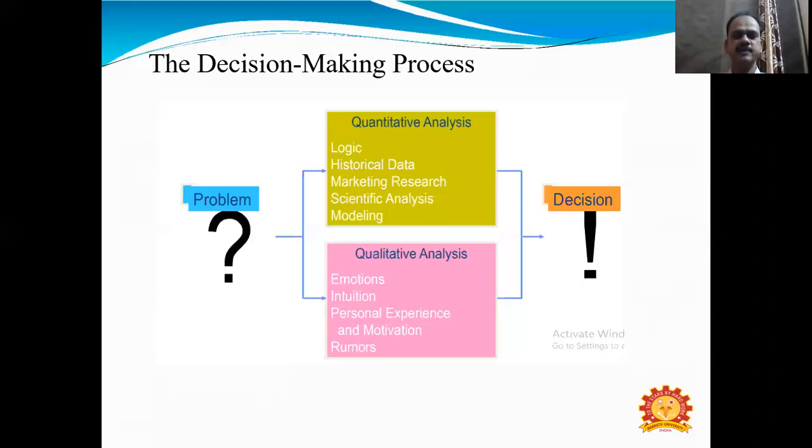Okay, the decision making processes are quantitative analysis and qualitative analysis. The quantitative analysis contains logic, historical data, marketing research, and scientific analysis and modeling. The qualitative analysis contains emotions, intuition, personal experience, motivation, and rumors. Based on the quantitative and qualitative analysis, the decision will make the partitions.